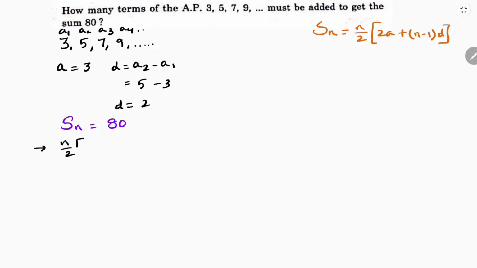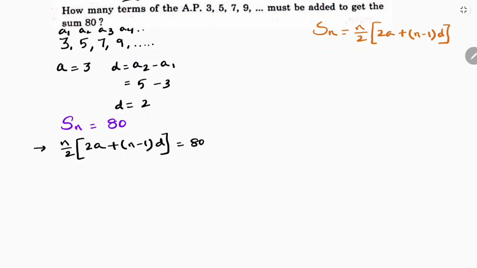It is given clearly the sum is 80. Sum of n terms is 80. So the Sn formula: sum of n terms is n by 2 into 2a plus n minus 1 into d. So now if we substitute, I'll write the formula here: n by 2, 2a plus n minus 1 into d equals 80.